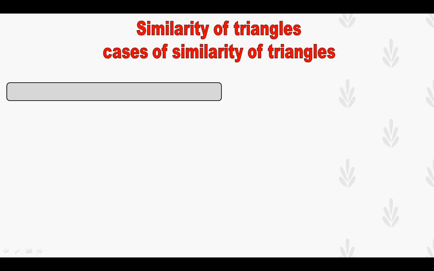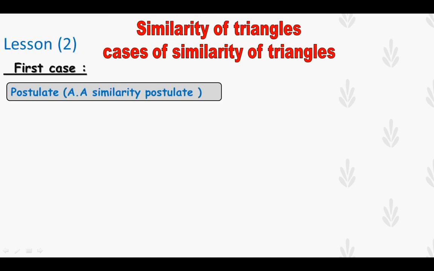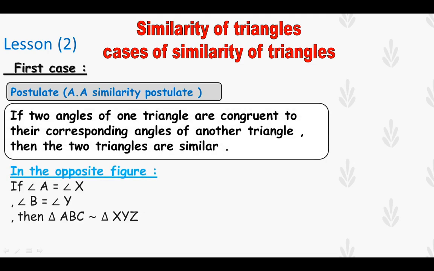Similarity of triangles, cases of similarity of triangle. First case, postulate. AA similarity postulate. This is the first case of similarity. We say that two triangles are similar to each other if two angles of one triangle are congruent to their corresponding angles of another triangle.